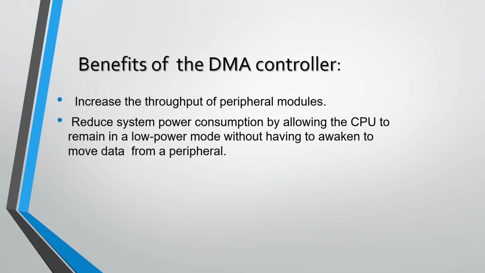The benefits of the DMA controller: it increases the throughput of peripheral modules, and it reduces the system power consumption by allowing the CPU to remain in a lower power mode without having to awaken to move data from a peripheral.